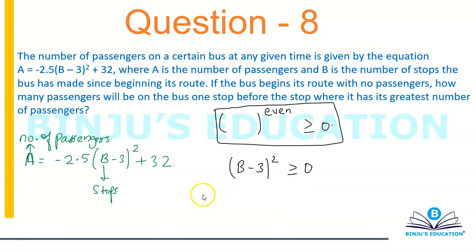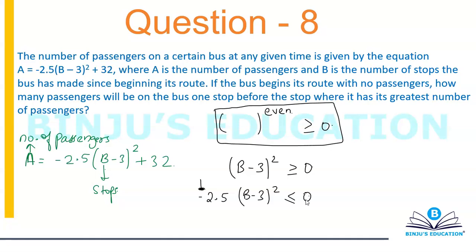Now, what I have is minus 2.5 into (b minus 3) square. Since you are multiplying by a negative, the sign of inequality will change. So minus of 2.5 into (b minus 3) square will always be less than or equal to 0.